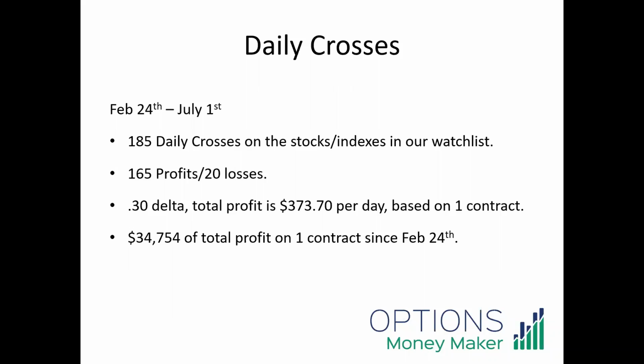And so the total profit since February 24th is almost $35,000 that we're at right now, just on one contract. So in that period of time, February 24th to July 1st, there have been 185 crosses and 89% of them have resulted in a profit. We're going to have losses on any type of trading that we do, but that's a pretty strong indication of what the Cycle Finder Plus is doing for us on a daily basis.